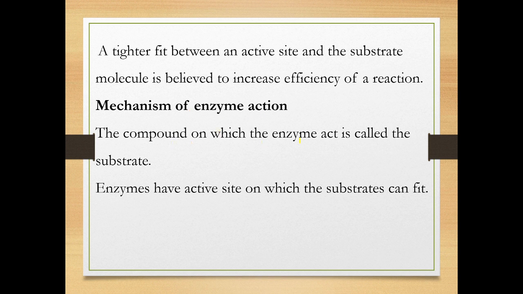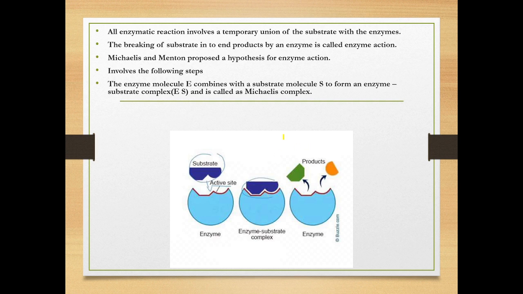The compound on which the enzyme acts is called the substrate, as you know. Enzymes have an active site on which the substrate can fit. All enzymatic reactions involve a temporary union of the substrate with the enzyme. So this is a substrate, this is the enzyme, both come together and form a temporary union. Here, the breaking of a substrate into end products, these are the end products, is called simply enzyme action.